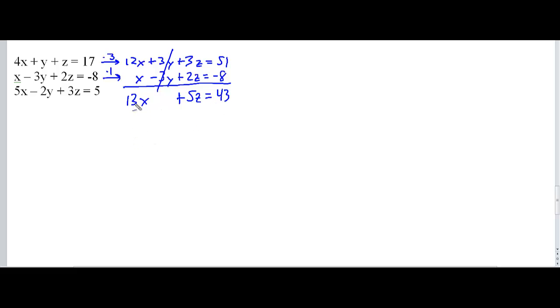All right, so there we have that. Now I'm going to take my equations over here, find another pair, and eliminate the y's. I'm going to take my top equation and multiply it by 2, which gives 8x plus 2y plus 2z equals 34.